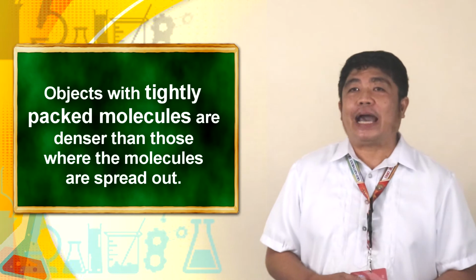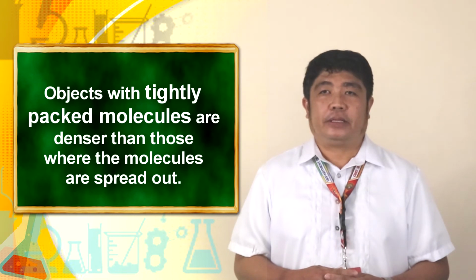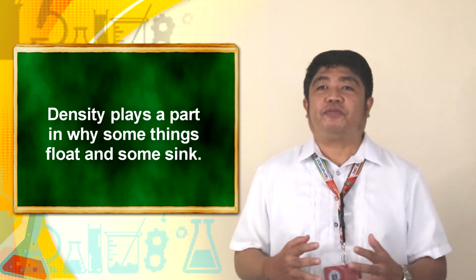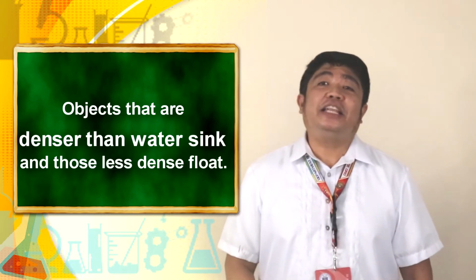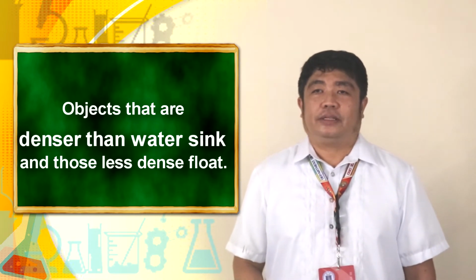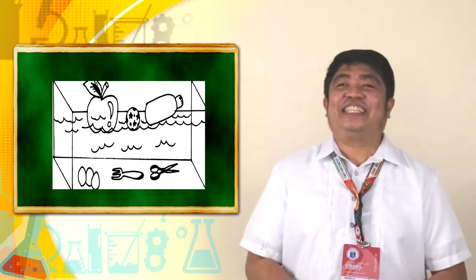Objects with tightly packed molecules are denser than those where the molecules are spread out. Density plays a part in why some things float and some sink. Objects that are denser than water sink, and those less dense float. When an object floats, it pushes water out of the way. As you can see in the picture, some objects floated and some sank.